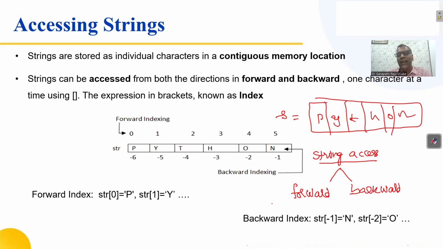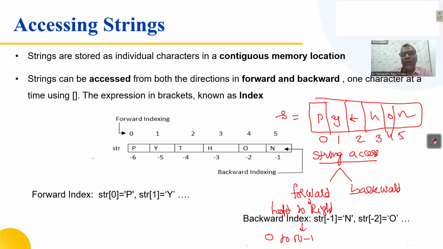Forward direction means reading data from left to right. Reading data from left to right is called forward indexing. The rule for forward indexing is 0 to n minus 1. Like English, Hindi, Telugu, we read the data from left to right. So indexing will be given 0, 1, 2, 3, 4, 5. Is it okay for all of you?